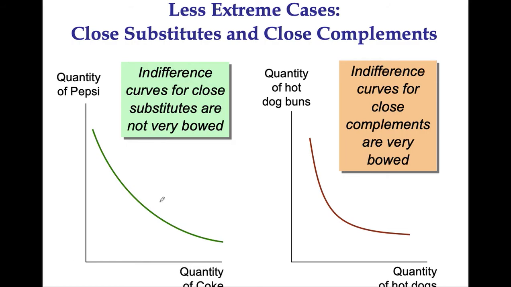Now the less extreme cases: close substitutes and close complements. Indifference curves for close substitutes are not very bowed, having the form of this green curve. Indifference curves for close complements are very bowed, meaning they have the form of this red indifference curve.